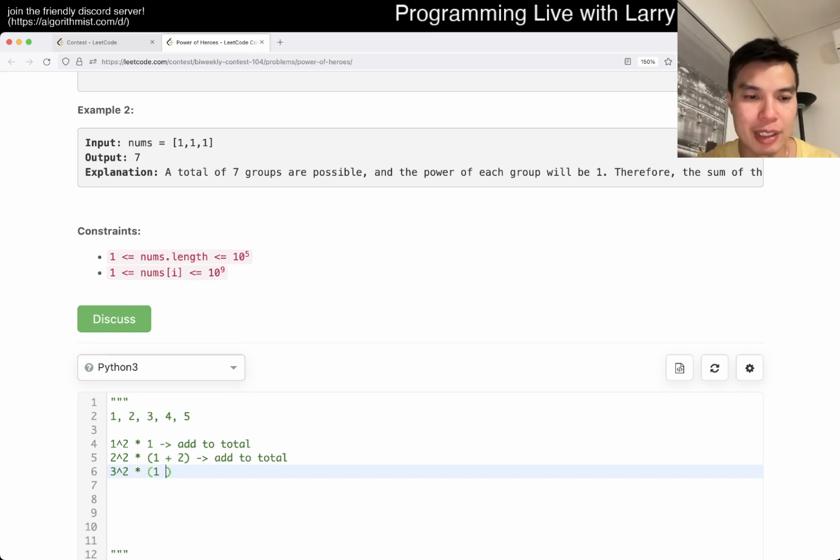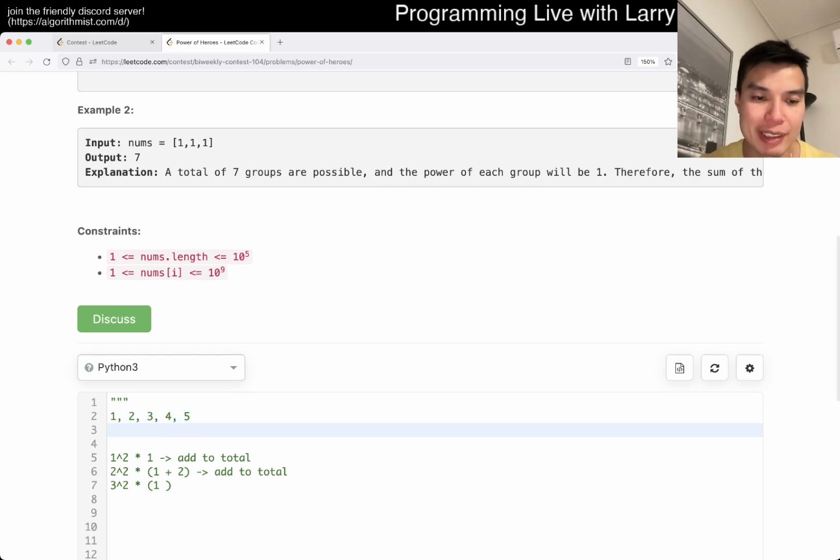But now 1 gets interesting, because it's now 1 and 3. For the number 1, we have 2 degrees of freedom. What do I mean by that? We have 1 space in between, and that could be in or out, so that's 2 possibilities. So this is 1 times 2 plus 2, which still only has 1 degree of freedom. There are no choices there. And then plus 3. Add to total.